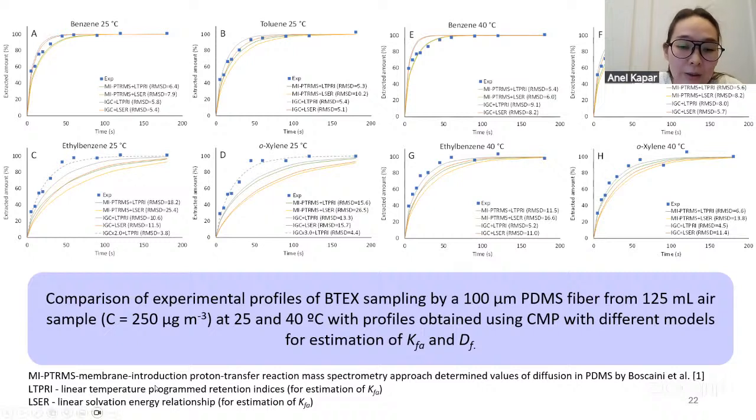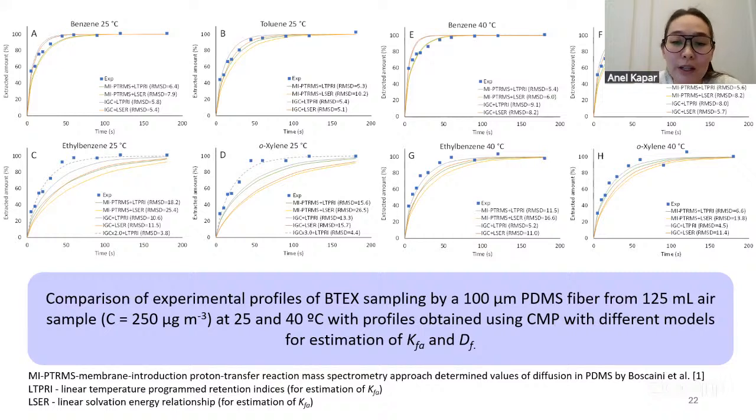As a result, the lowest root mean square deviations from experimentally obtained profiles were in the range from 5.1 to 8.2% for benzene and toluene at 25 and 40 degrees, obtained with DF values from IGC and KFA values estimated by LSER. For ethylbenzene and o-xylene, the lowest root mean square deviations were from 4.5 to 16.3%, obtained by IGC and LTPRI.